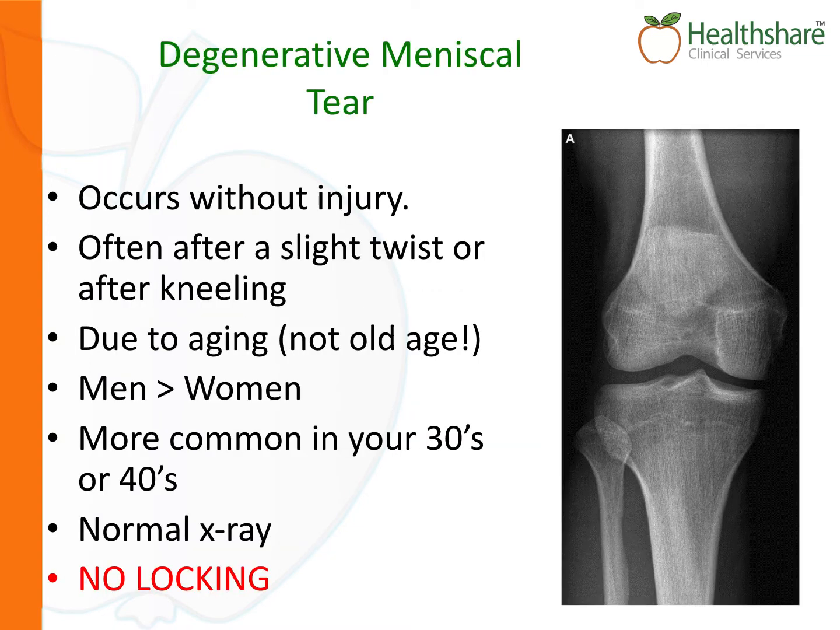So then we'll move on to degenerative meniscal tears. This is the C-shaped shock absorber at the knee joint. It occurs without injury. It might be worse after a slight twist or kneeling. It's due to aging, but not old age. It's more common in men than women. It could be more common in your 30s or 40s, and if you've had it x-rayed, you'll find that it might come back as normal. And the key thing with this is that your knee is not locking.